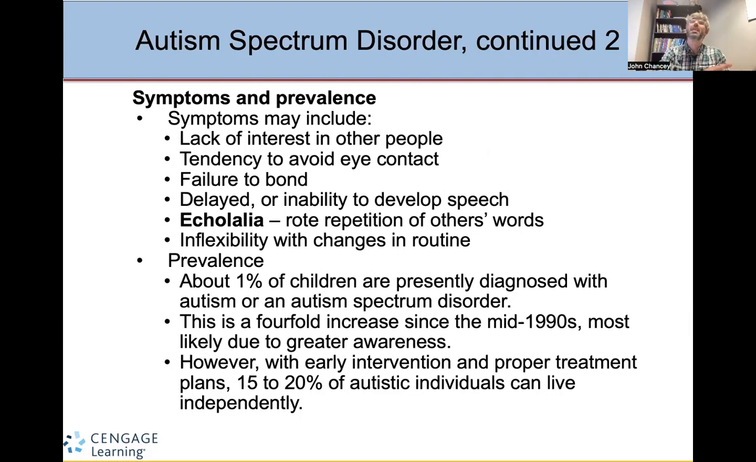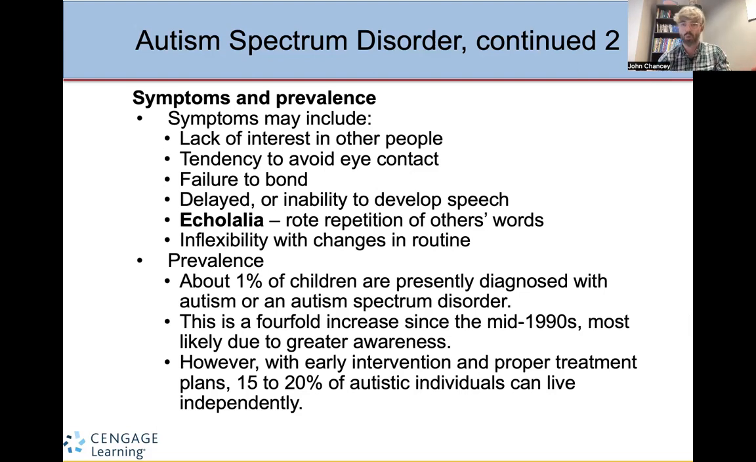Once they get into a daily routine, it's very hard to break them out of that routine. And how common is this? About 1% of children are presently diagnosed with autism spectrum disorder. However, we have seen a huge increase in the mid-90s. And it leads people to think, okay, well, what's causing all of this?